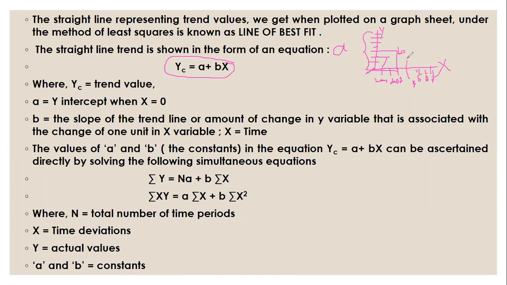Now suppose I have the values like this. If you see, there is a straight line which I can draw through these points. This will be the regression equation, or the line of best fit. Understood till here? The straight line form of equation, and what does it represent?